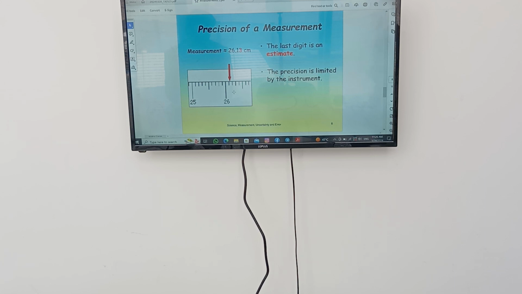26.13 centimeters. Now, of course, when we look at this, we know it's 26.1, but we don't know what comes after in these numbers. So when we say it's 26.1 centimeters, this is a precision digit. The last digit is called an estimate. We predict it. It's not 100% sure, but we predict it. And this precision is limited by the instrument, by the ruler that we just used.